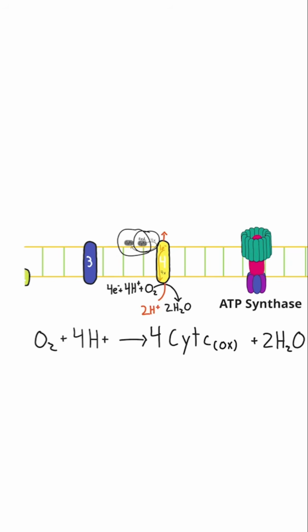Each cytochrome C donates 1 electron. So after 4 electrons are donated, they are going to combine with a molecule of O2 and produce 2 water molecules. And during this process, 4 hydrogens are pumped through complex 4.